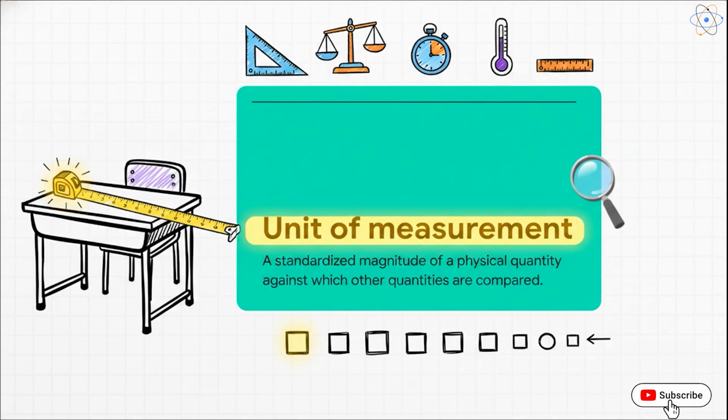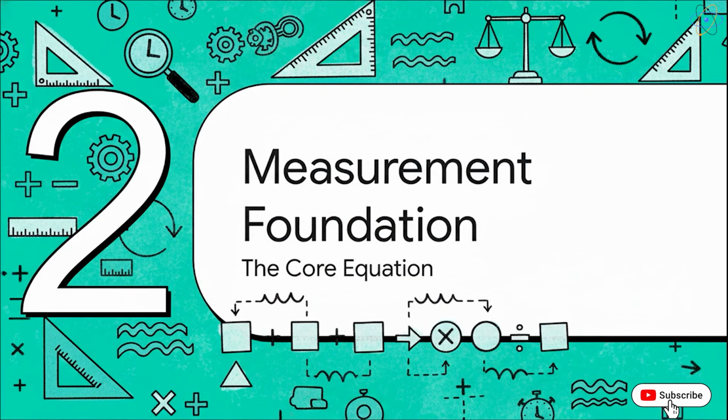Think about measuring a desk in your classroom. A single 1 centimeter segment is your reference length. So if that desk is 120 centimeters long, the number 120 is just telling you exactly how many times your 1 centimeter reference fits into the total length. Make sense? Moving right along to section 2, foundation of physical measurement, the core equation.